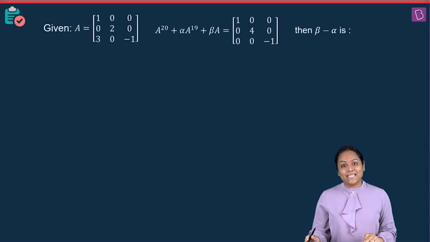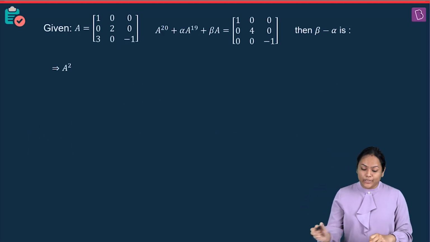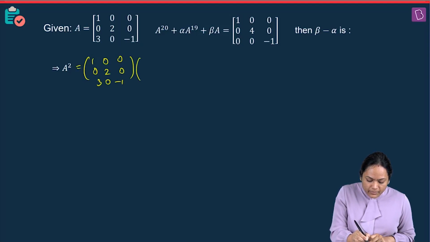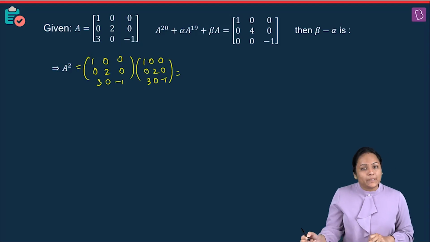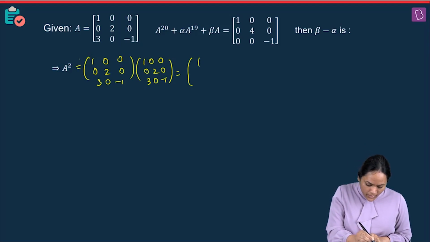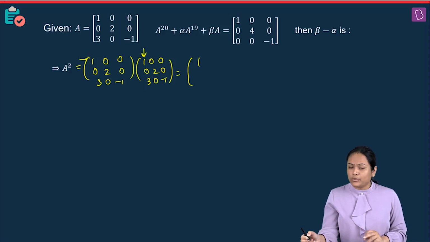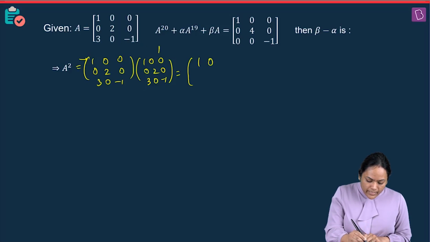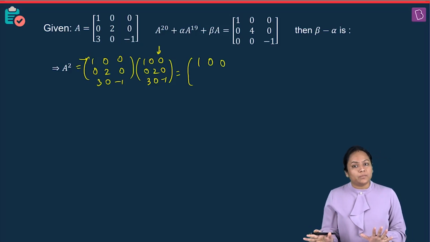Okay, so first, let's find A square. A square is nothing but A into A. That is going to become 1, 0, 0, 0, 2, 0, 3, 0, minus 1 multiplied by again 1, 0, 0, 0, 2, 0, 3, 0, minus 1. When I multiply this, the first row multiplied by the first column is going to give me 1. Then the first row multiplied by the second column gives me 0. When it's multiplied by the third column, again it gives me 0. This is how basically you multiply, right?